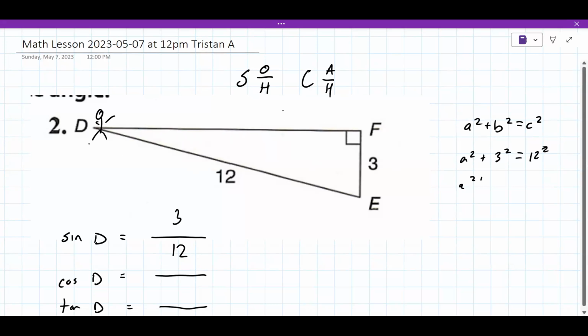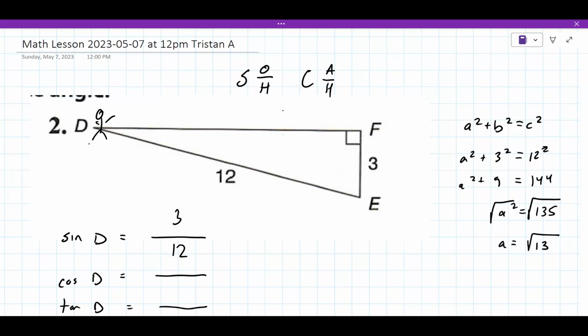So 3 squared is 9, 12 squared is 144. A squared is 135. And then we do have to take the square root of both sides. So A is the square root of 135.